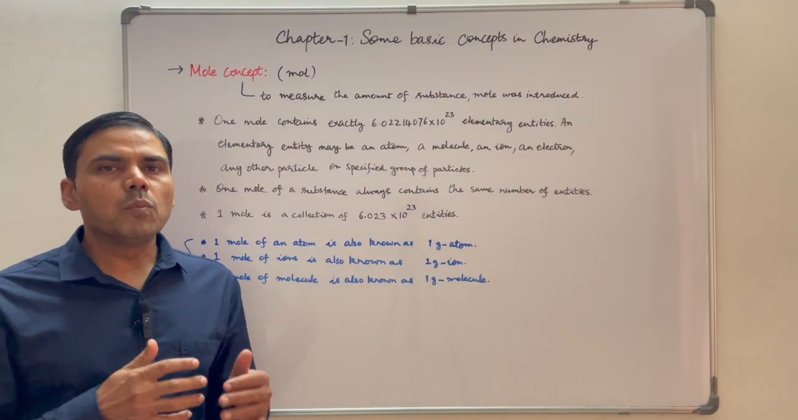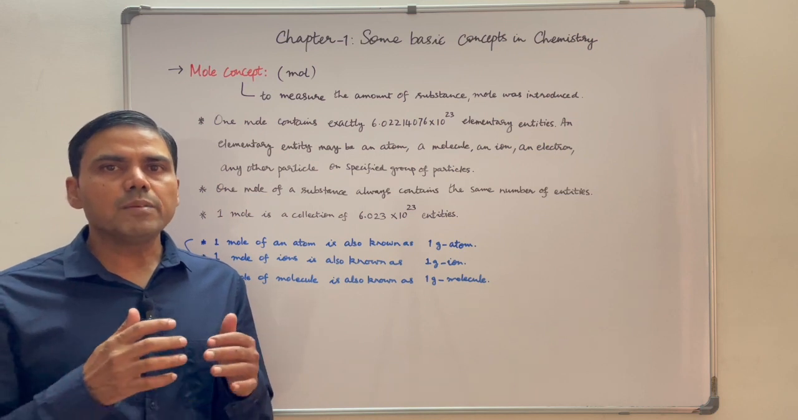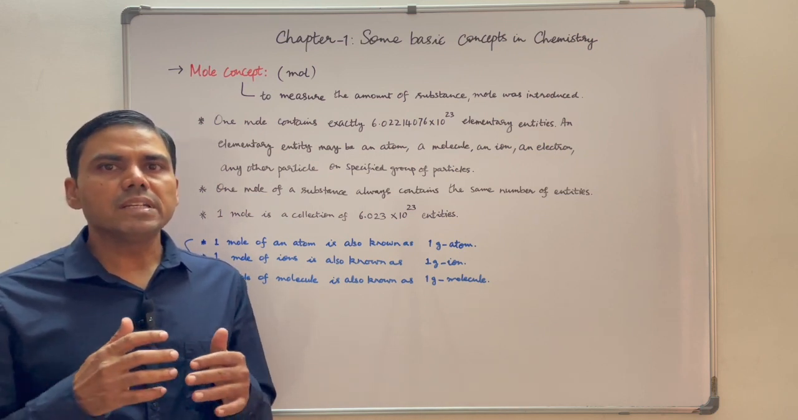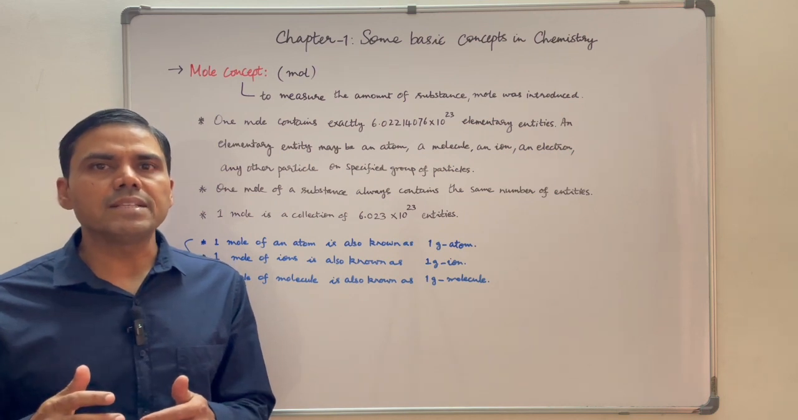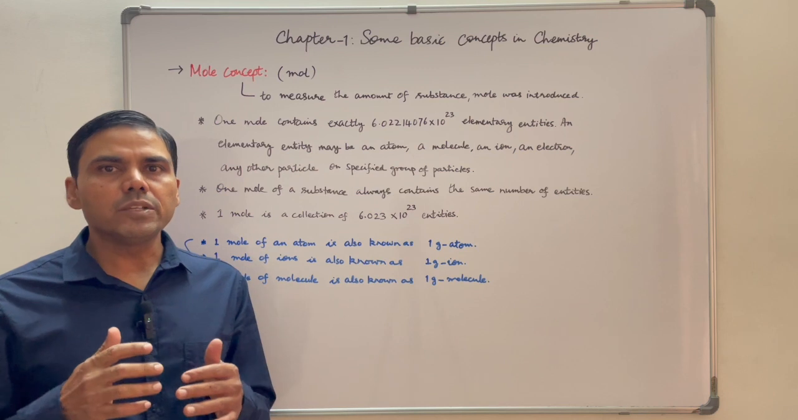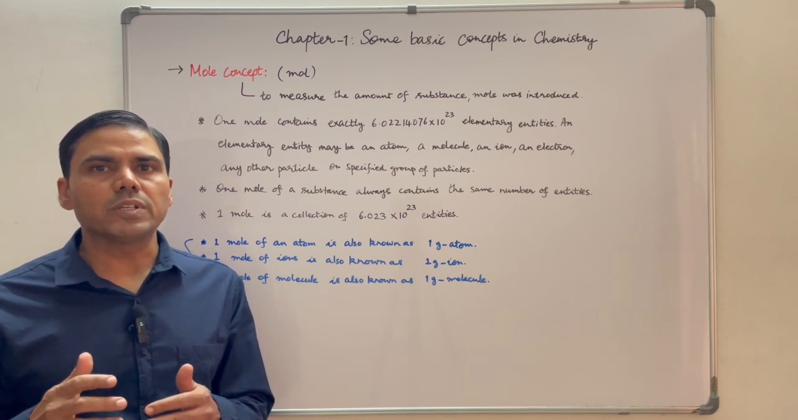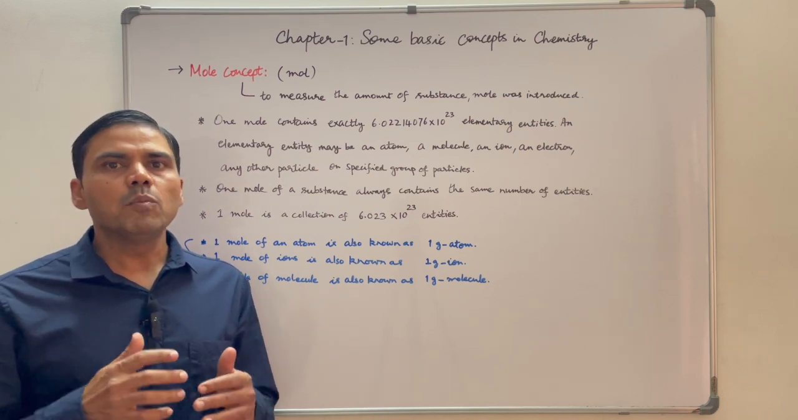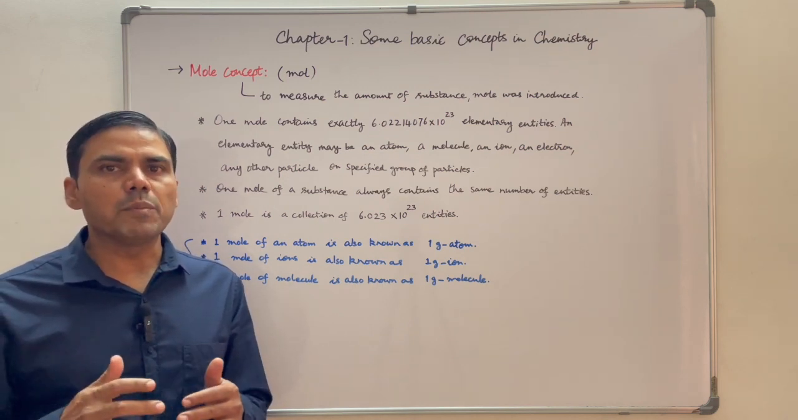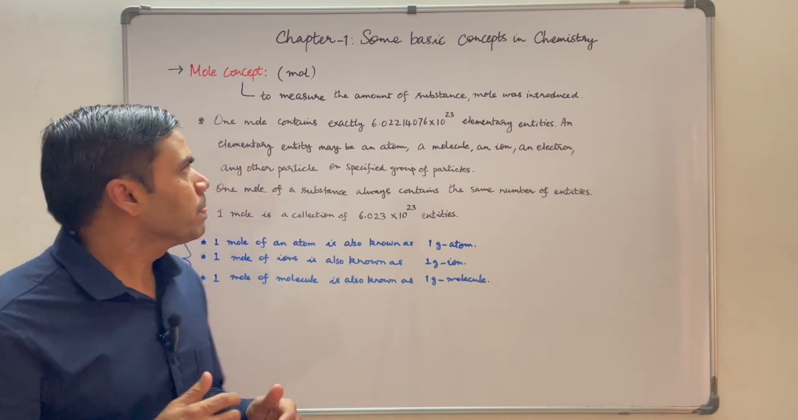Now let us see the mole concept. Atoms and molecules are extremely small in size. Their numbers in even a small amount of substance are very, very large. To handle such large numbers, a unit of convenient magnitude was required. In SI, mole was introduced as the 7th base quantity for the amount of a substance.